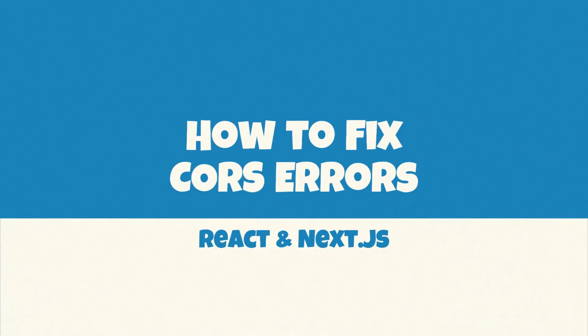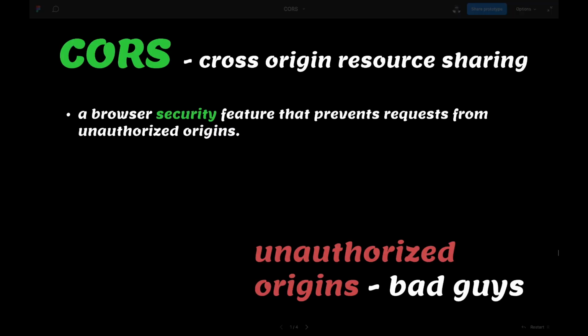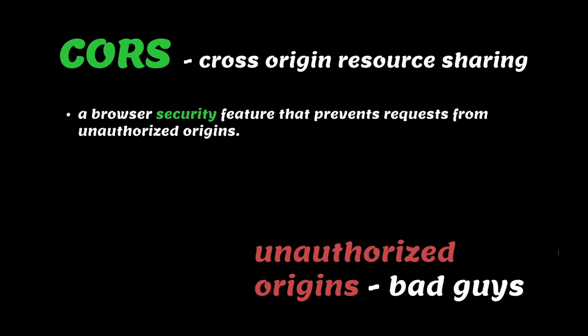Today we're going to learn about CORS and how to fix CORS-related issues in React and Next.js. Before we get to the practical example, I just quickly want to illustrate what CORS is all about. It simply stands for cross-origin resource sharing, and what it allows us to do is to communicate data between several parties. Essentially it's just a browser security feature that is designed to prevent requests from origins it does not recognize.